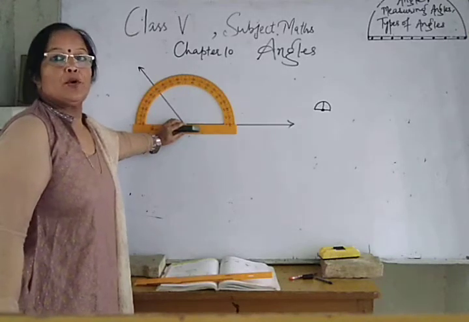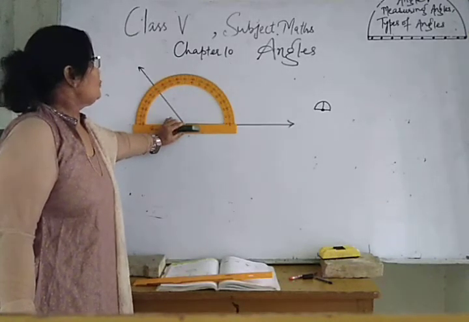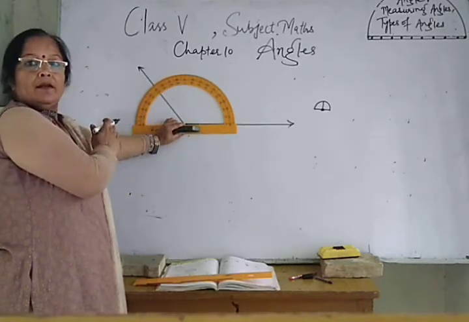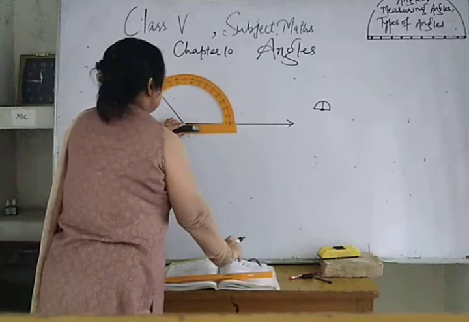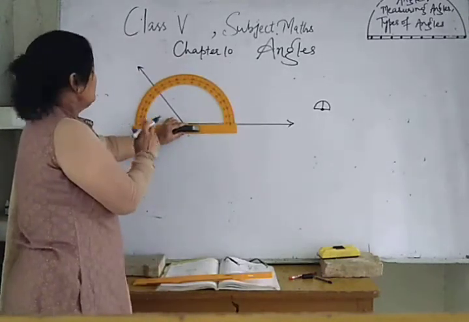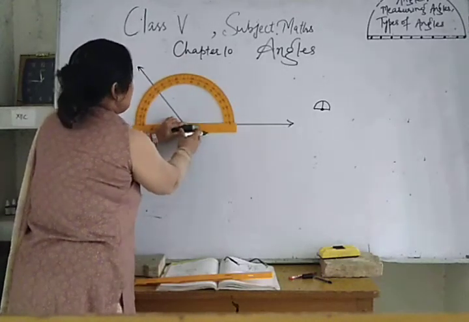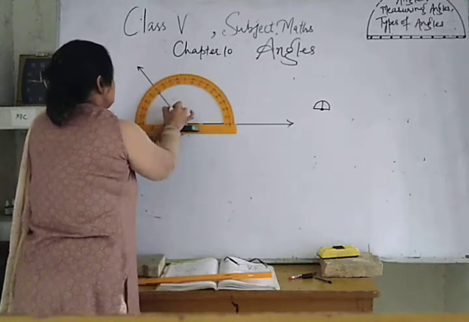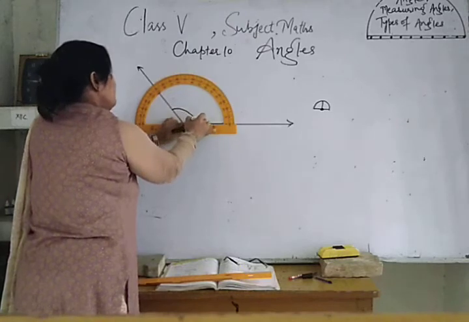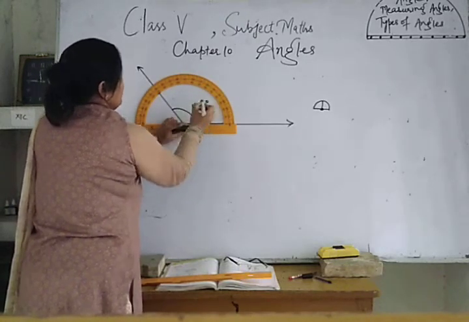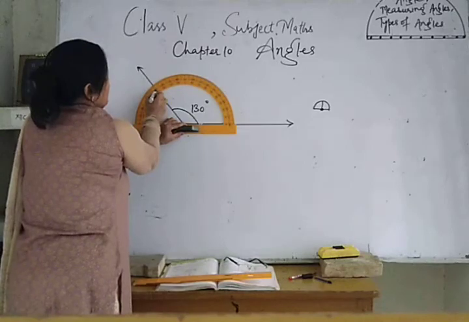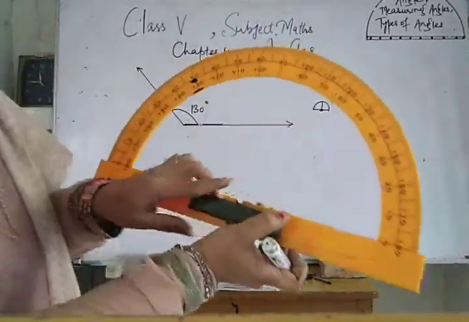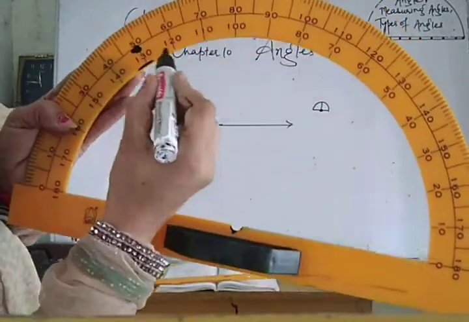So if we are going to measure this angle, when we keep the left hand side here at the center, which scale is used? The inner scale. You will look at the inner scale. So this is at 130. It is at 130 degrees. This is a 130 degree angle. Now this is the mark on the inner scale. You will look at the inner scale.